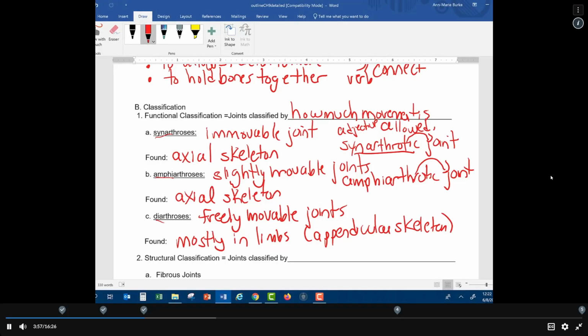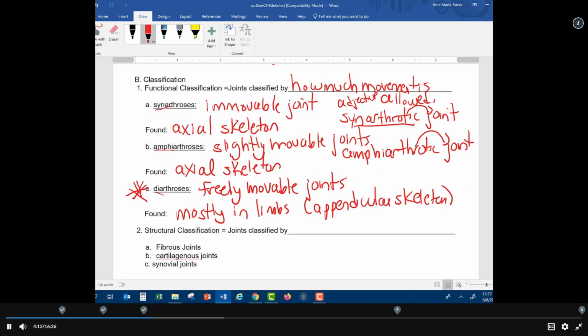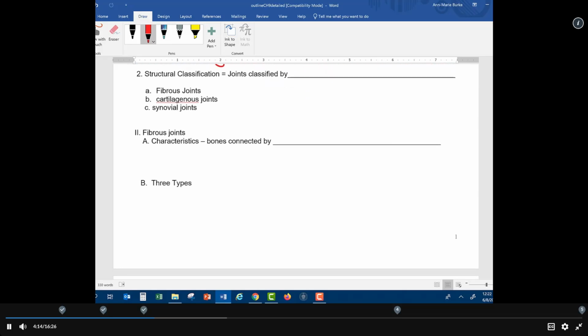So you can put all of the joints in the body in one of these categories. The most common is diarthroses. Okay, that is the most common category. Now you can also put joints into categories based on their structure. And joints are classified by their structure in two ways. One is by the tissue that connects the bones.